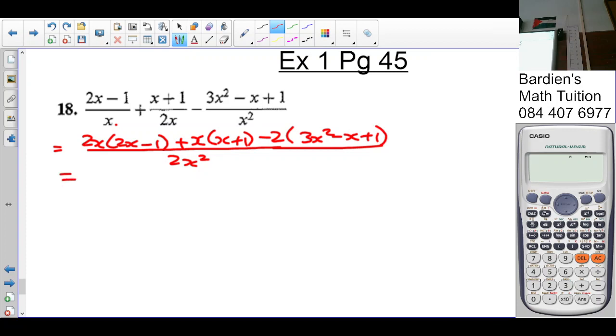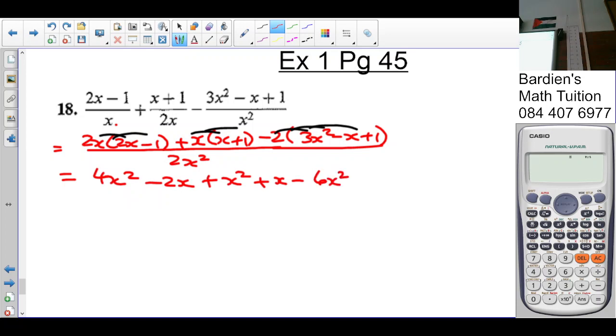So what do I do now? Answer bracket. Right, go for it. It's going to be 4x squared, yes? Squared, yes? Over?